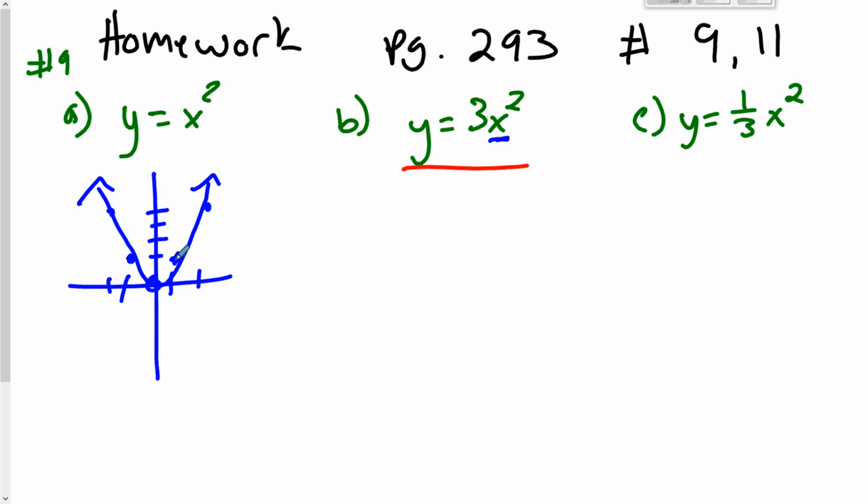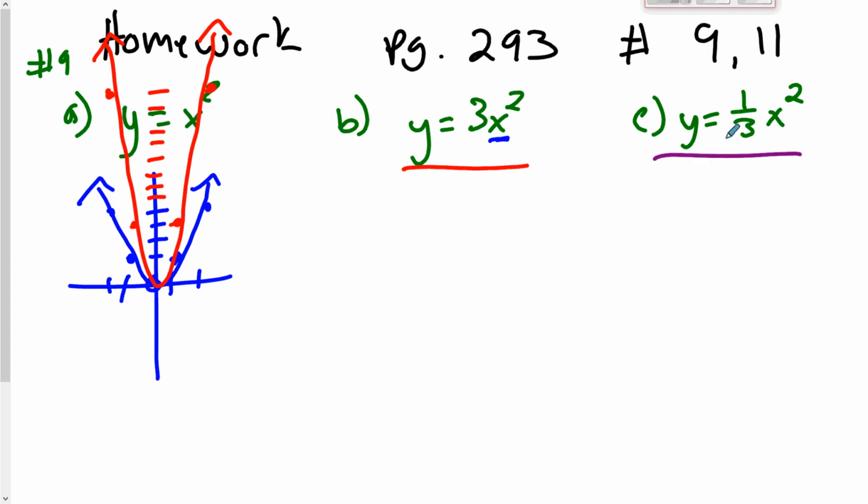So 1 times 3 would be 3. 1 times 3 is 3. 4 times 3 would be 12. So there's 12 way up there. And then I would graph this the best I could, making a U. And so let's see how it's narrower by a factor of 3. So there you go. There is B.